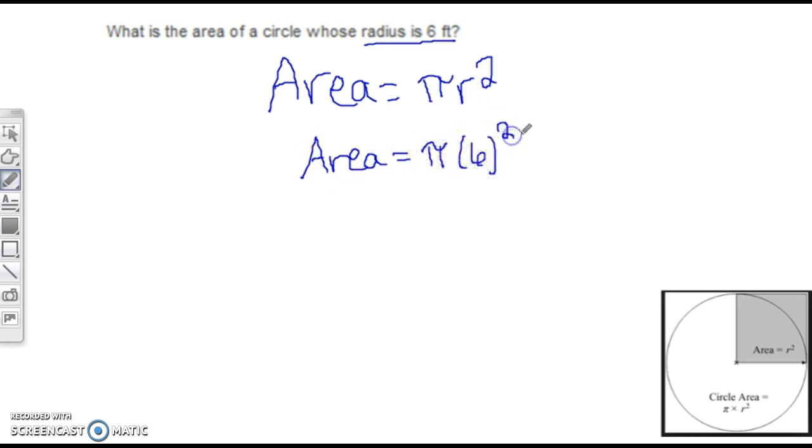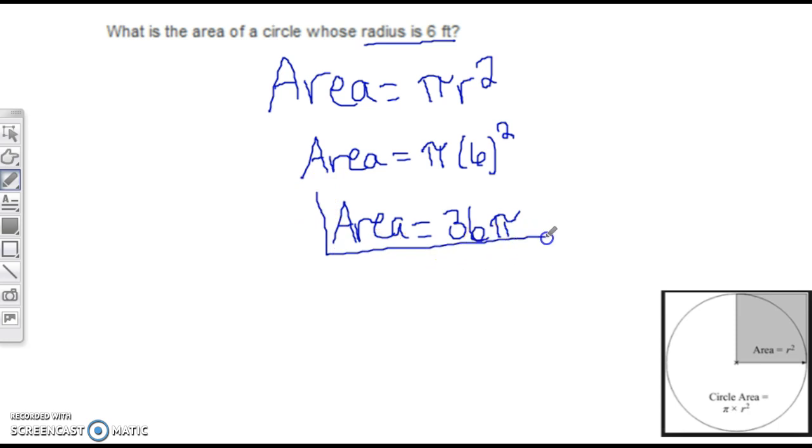Now, this one doesn't say use 3.14 for pi. At least it doesn't on my version. It might on your version. So you need to read the question carefully and decide whether you're going to plug in 3.14 or leave it as the pi symbol. In this case, since my question doesn't say to use it, I'm going to leave the pi symbol and do 6 squared is 36. So I'm going to leave my answer as 36 pi.